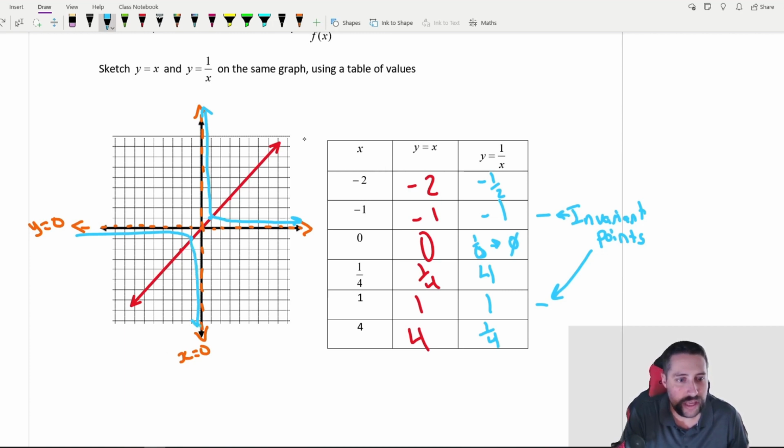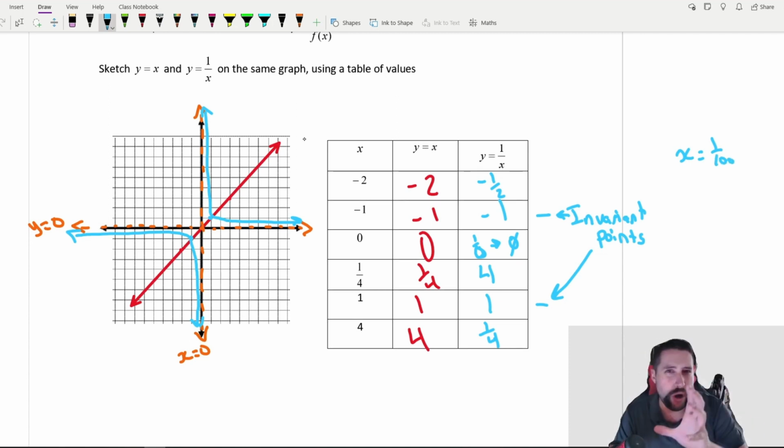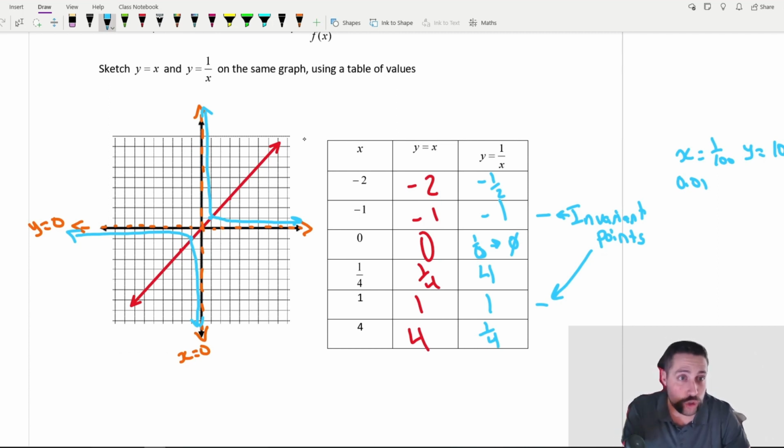This is the behavior of this particular graph, and you can check this out for yourself. When x is equal to 1 over 100, for example, you're going to get really close to 0, but not quite 0. Remember, 1 over 100 is like 0.01. But when x is 1 over 100, y is 100. So it gets really, really big. That's why the graph is trending towards the asymptote. It's trending in the positive direction in that case for your y values.